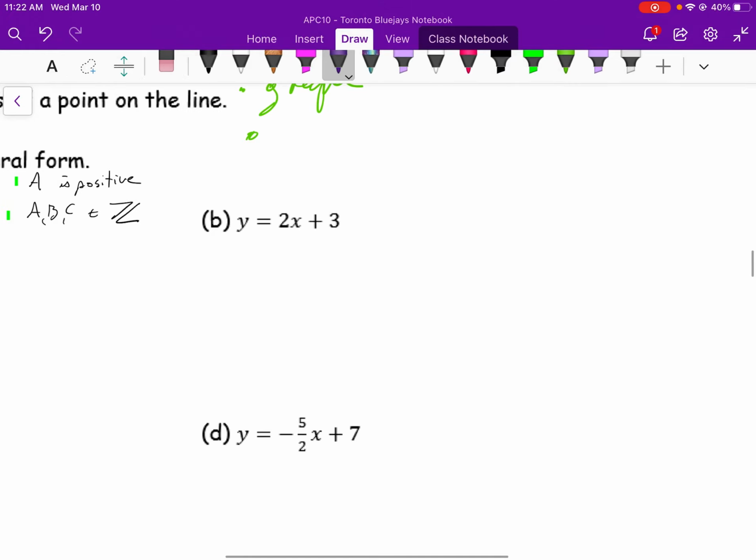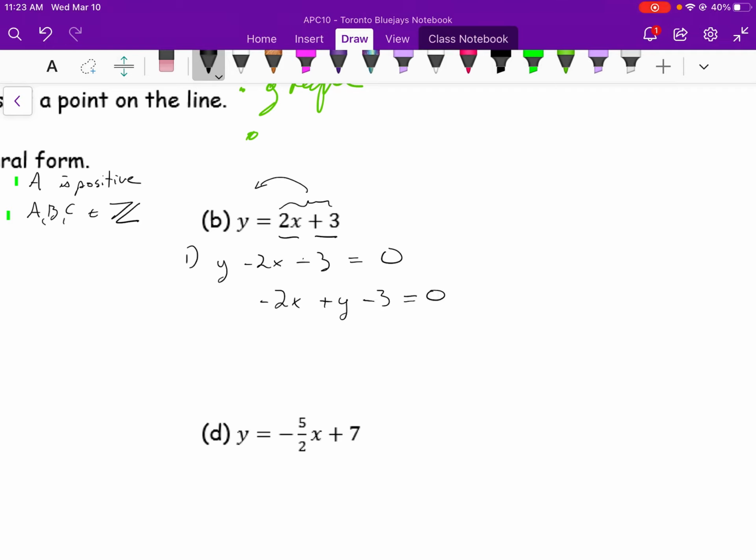Now, remember, sometimes it's better to be really clever in math. Path 1. What am I going to do? Path 1, I'm going to pack up everything and move it over to the left-hand side. So I'm going to make the right-hand side equal to 0. How do I get rid of that 2x? Well, I would subtract 2x from both sides. How would I get rid of this positive 3? Well, I would subtract 3 from both sides. So I get the equation negative 2x plus y minus 3 is equal to 0.